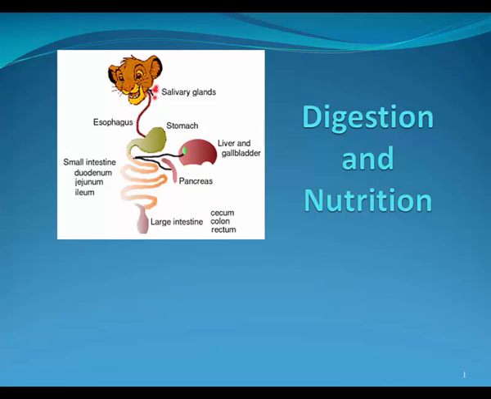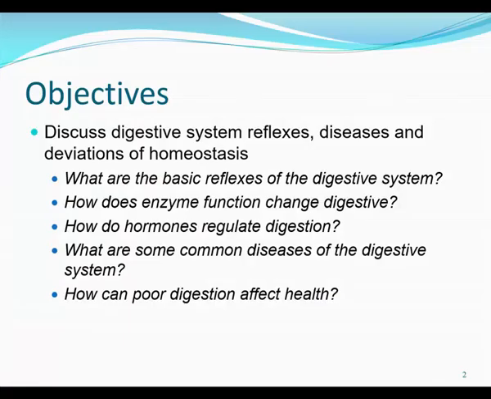The second module of digestion and nutrition focuses on the physiology of digestion, specifically the reflexes, enzymes, and hormones used to regulate it. The objective of this module is to discuss the various aspects of digestive physiology. This includes the reflexes, diseases, hormones, and deviations of homeostasis. In other words, what happens when something goes wrong with the digestive system.